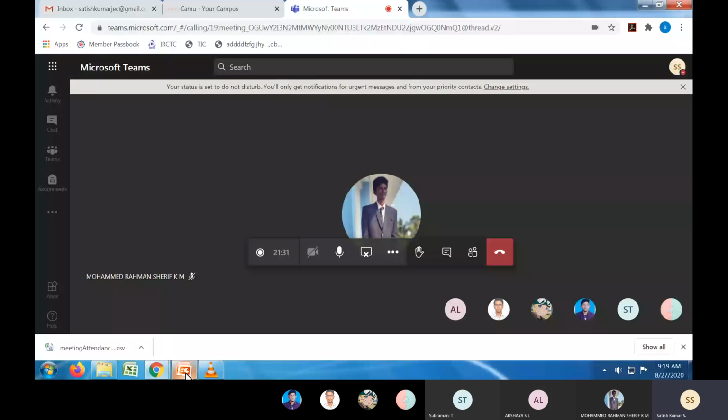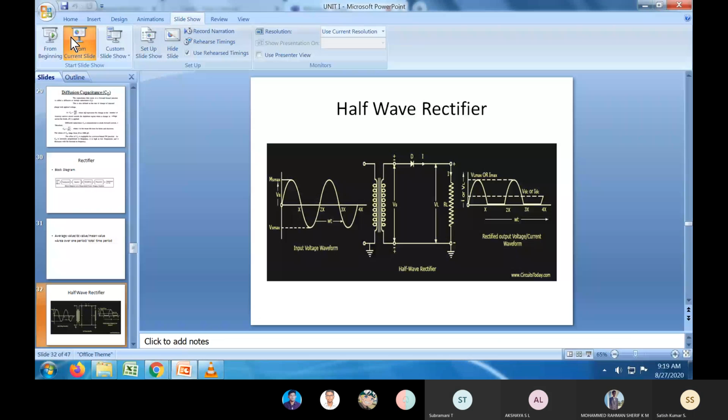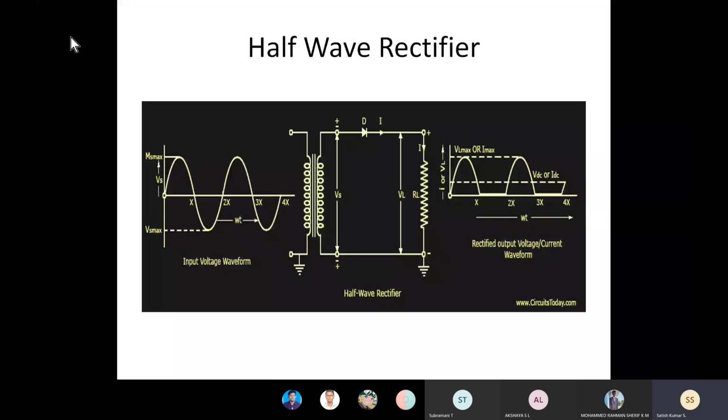So from this diagram, on the left-hand side, we are showing an input waveform, which is nothing but alternating voltage. The alternating voltage has a positive peak value and a negative peak value, and it goes on. Here we take the time period, which is the total time interval needed to complete one cycle.